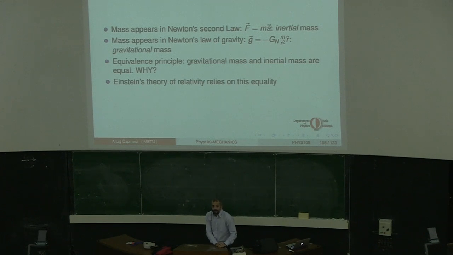For the time being, it's an experimental observation that they are equal up to a very high precision. That is what we observe. We didn't observe any deviation between the two masses within our experimental limits. Experimental measurements always have some error bars. Within the error bars, they are equal. But I don't know, in 10 years, if we can make more precise measurements, will they still be equal? Well, we don't know. They seem to be equal.